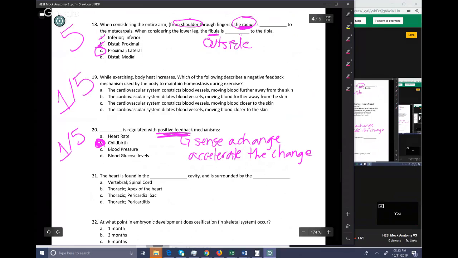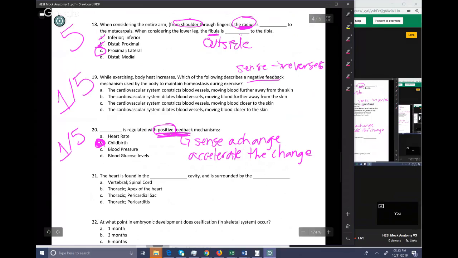If it's a negative feedback mechanism, then it senses a change and it reverses it. It does something that works oppositely from it. So you start to have contractions in childbirth and your body says, oh yeah, let's do more of that. Let's push the contractions closer together. Let's have more of them. Let's keep that going. And that is positive feedback. Negative feedback is, oh, we're getting hot. Let's try to cool down.